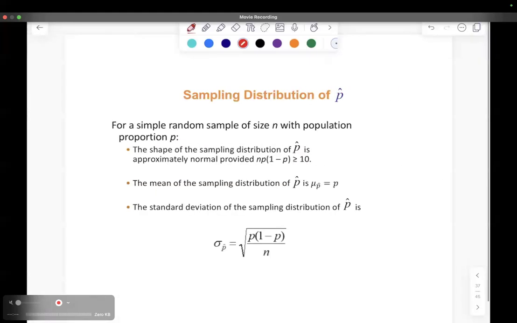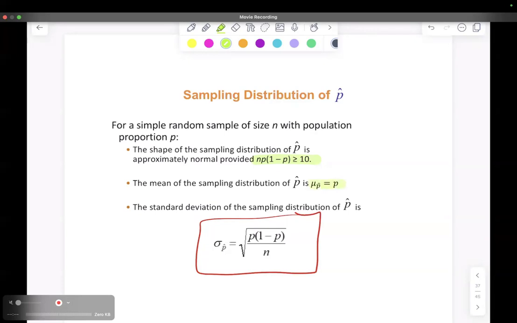Okay. This right here is the new formula. These are the things that you need to check before doing this type of sampling distribution. All right, so first thing, in order to determine that our sampling distribution is normal, np times 1 minus p has to be greater than or equal to 10. We need to check this. And there's another thing not on here, but we'll look at that in the next thing.